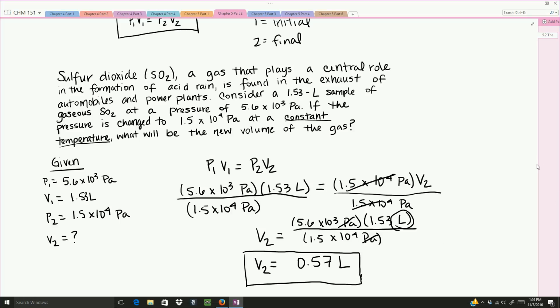So Boyle's law can be used anytime you have a pressure and a volume at a constant temperature, and you are either finding a new pressure or a new volume of a gas.